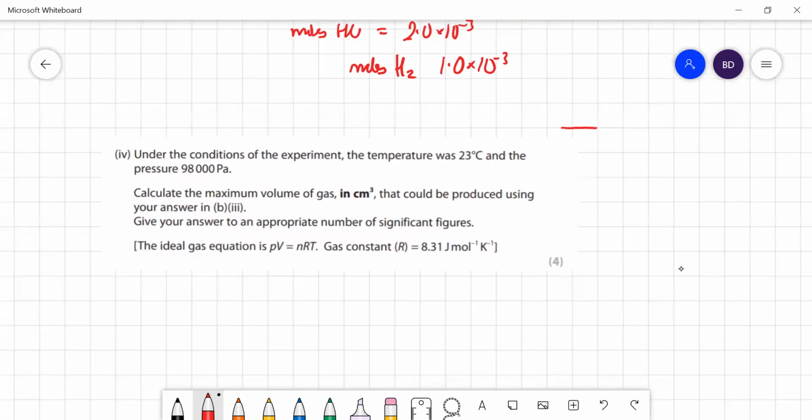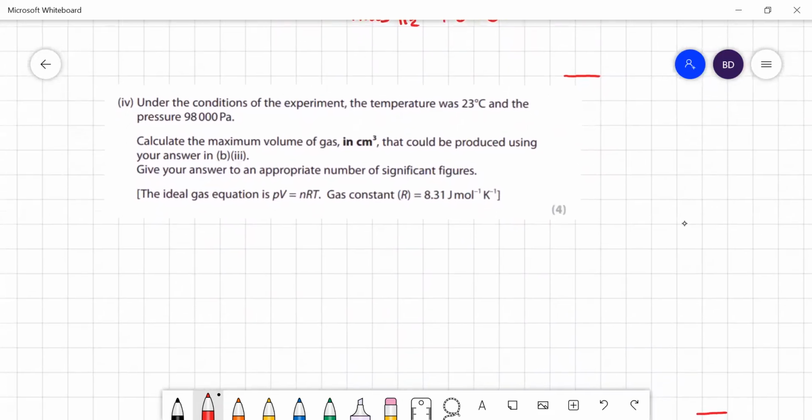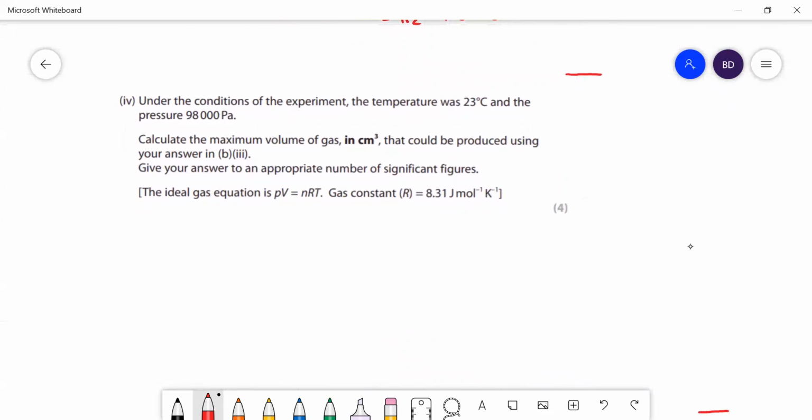Okay, under the conditions of the experiment, the temperature was 23 and the pressure was 98. So calculate the maximum volume of gas that could be produced. We're going to have to use the ideal gas equation, which they give us there. We have to be careful with the units, of course. I'm going to rearrange that: V is equal to nRT over P. We need to remember that the temperature has got to be in kelvins. So 23 degrees C is equal to 296 Kelvin.